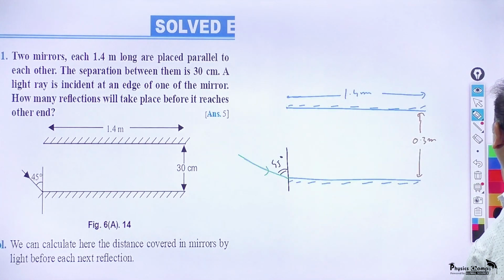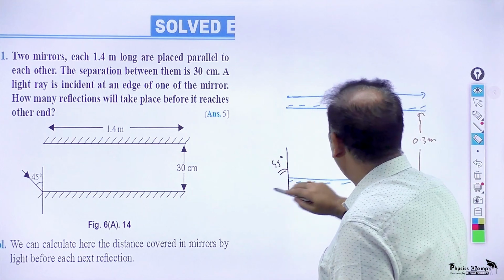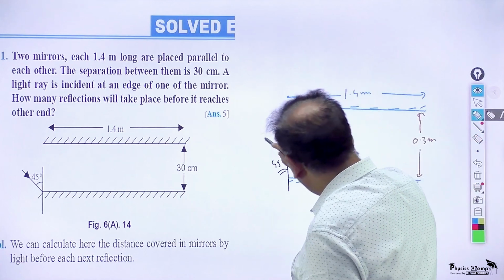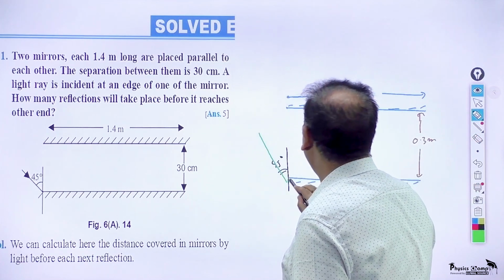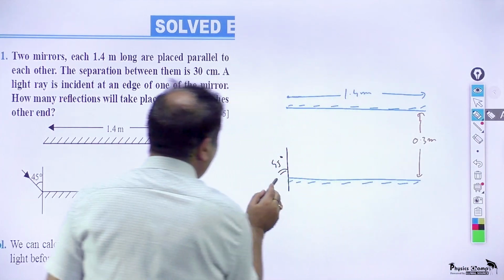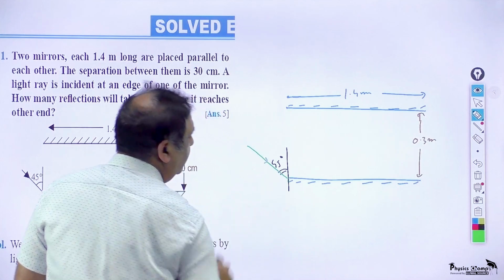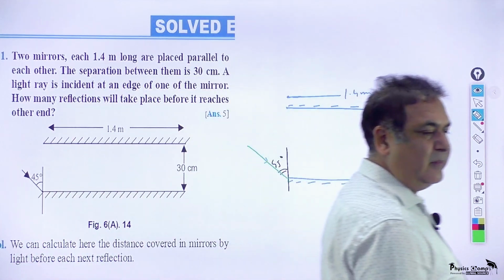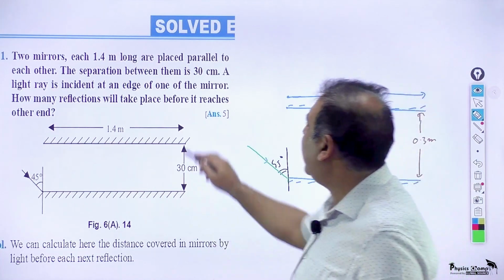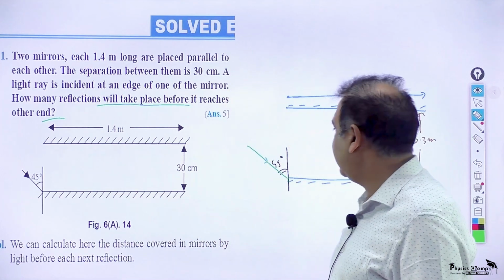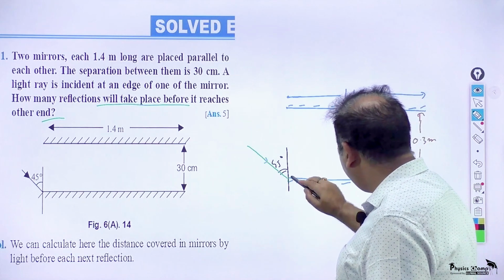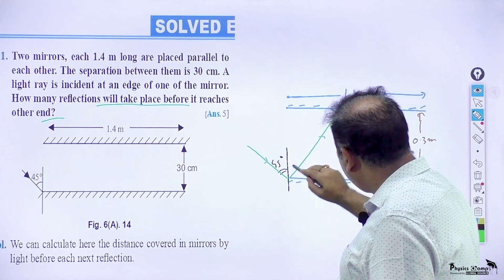So I show this light ray once again. The light ray is incident making an angle of 45 degree with the normal. Now question is, it is incident at one edge of the mirror. How many reflections will take place before it reaches the other end? If it is incident making an angle of 45 degree, it will obviously reflect making an angle of 45 degree.